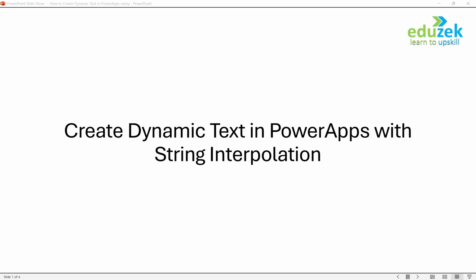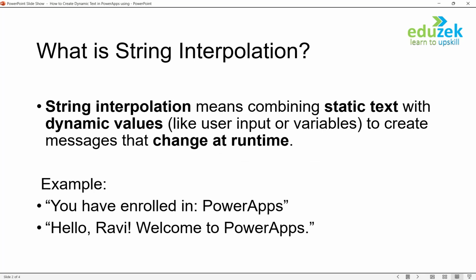Today you'll learn how to show dynamic text in PowerApps using string interpolation. What is string interpolation? String interpolation means combining static text with dynamic values like user input or variables. For example, if a student types in a course name like PowerApps, the app can show you have enrolled in PowerApps. That message changes based on what they type. And that's what we call dynamic text.